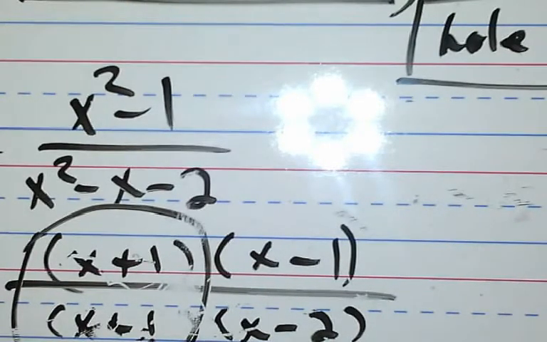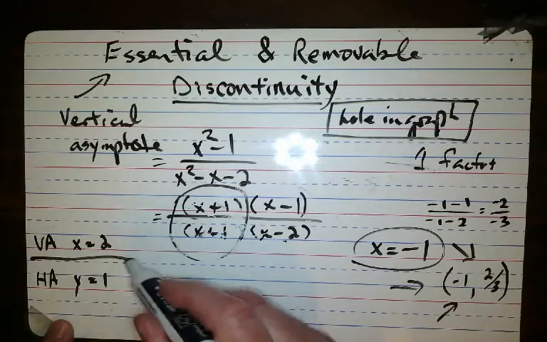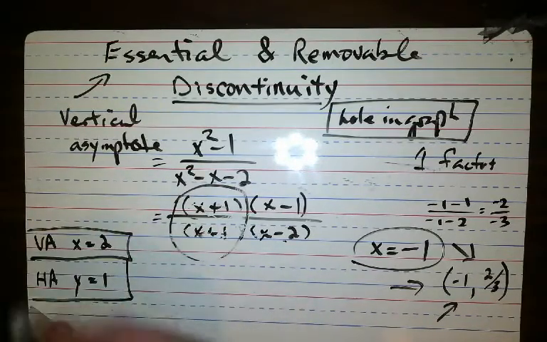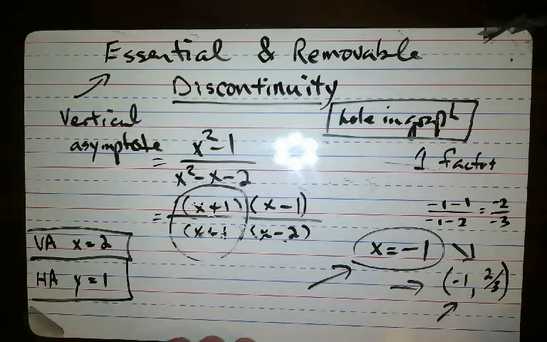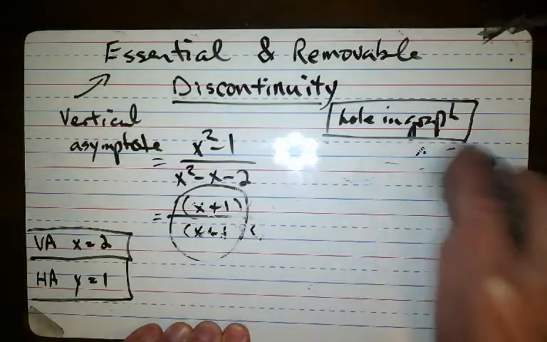The hole in the graph happens here. Vertical asymptote, horizontal asymptote, hole in the graph happens there. I can plug the hole with this value, right? That's what you're doing on today's homework. So let's do it again.